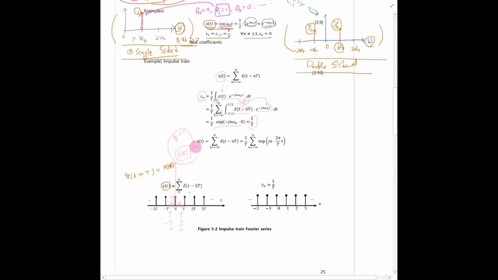Then x(t) can be expressed by the Fourier series expansion. You know that a Fourier series can be expressed by a linear combination of complex exponentials. This one is the nth harmonic, n times omega 0, and the coefficient is a constant 1 over T. So the impulse train in the time domain is an impulse train. Similarly, in the frequency domain, all the coefficients are 1 over T, so it can be expressed in the same way. N means the nth harmonic. Okay, the nth harmonic components are given like that.